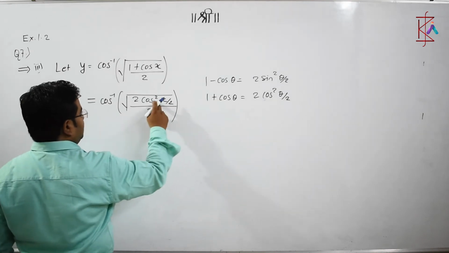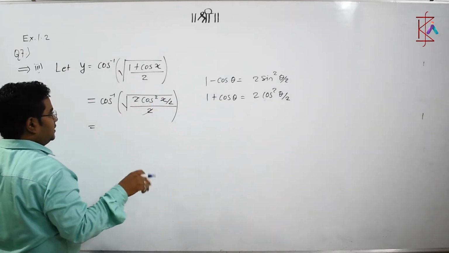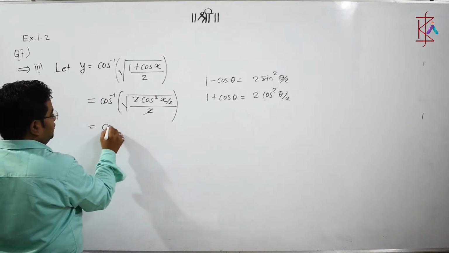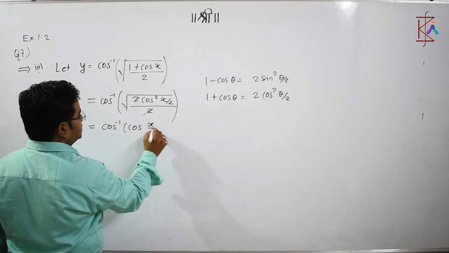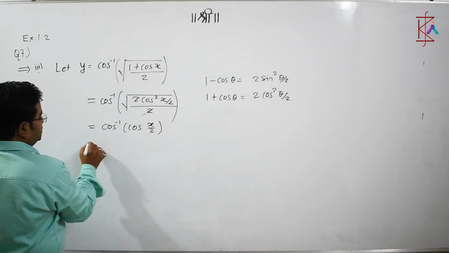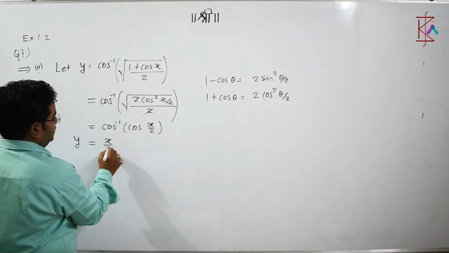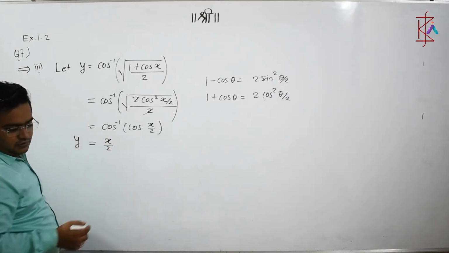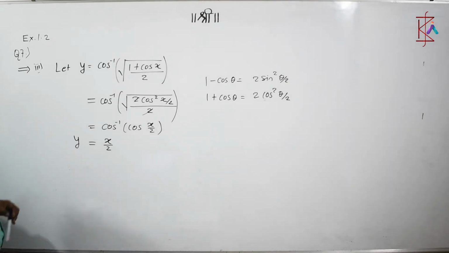So in this case I am applying over here, this 2 will get cancelled and cos will come out of that under root term. So therefore cos inverse of cos x by 2, which is equal to y, is equal to x by 2. Y is equal to x by 2, and hope so all of you are getting this. What should be its differentiation? So final differentiation of this point will be 1 upon 2, and that's it.